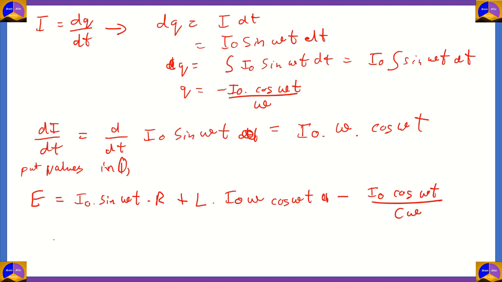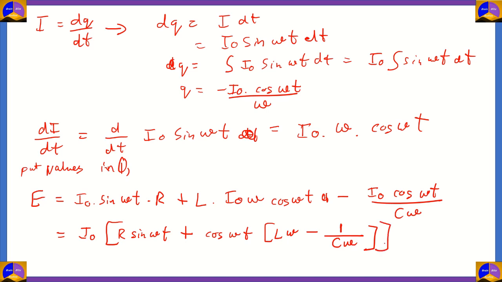So over here we have I naught, the initial value of the current, as common, so we take that outside. So then we have r sine omega t plus, you can see that cos omega t is common across the second and the third terms. So we take cos omega t outside, and you will get L omega minus 1 by c omega. So this is the equation for the EMF right now. But we're not over yet.